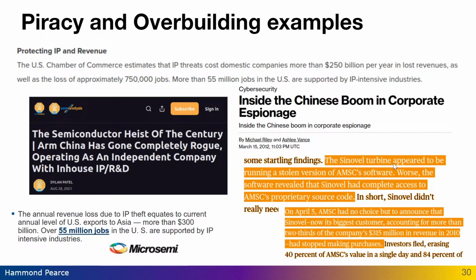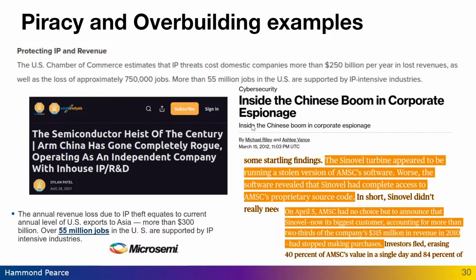So the Sinovel turbine appeared to be running a stolen version of AMSC's software. Worse, the software revealed that Sinovel had complete access to AMSC's proprietary source code. On April the 5th, AMSC had no choice but to announce that Sinovel, now its biggest customer, accounting for more than two-thirds of the company's revenue, had stopped purchasing from them. Because why would they? They now had all of the designs. And that company has had a bad time since then.